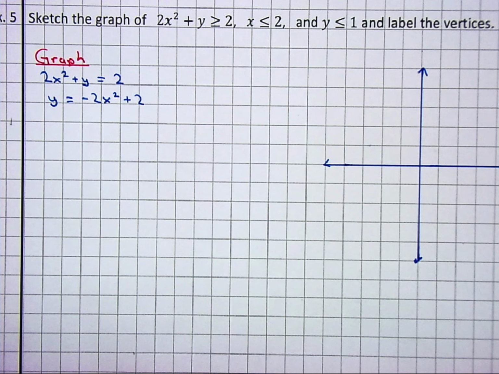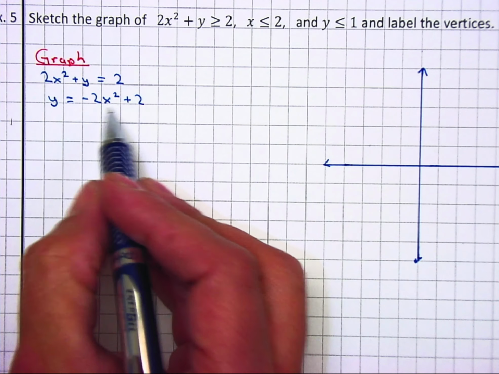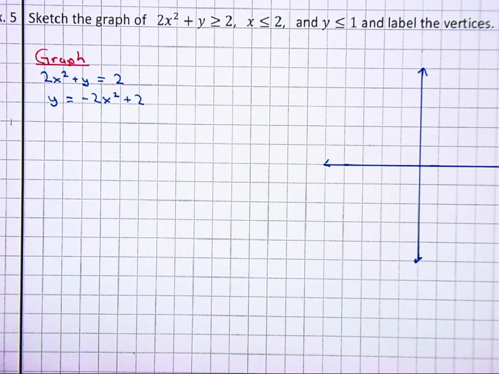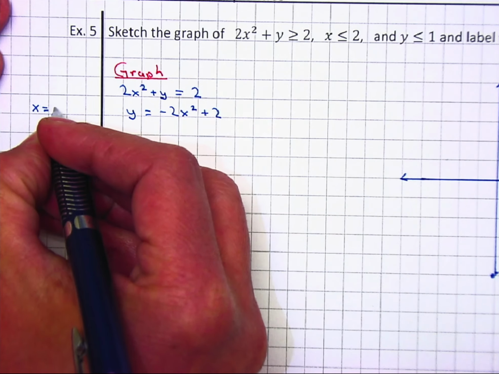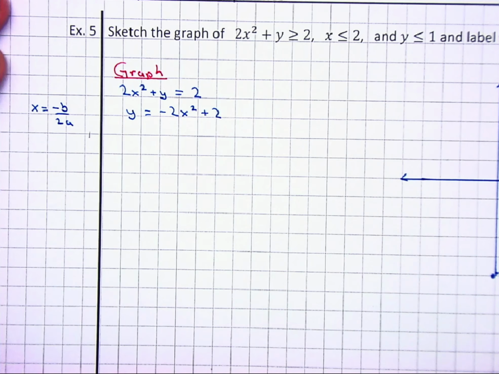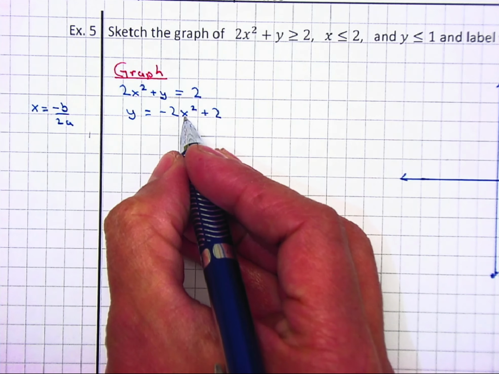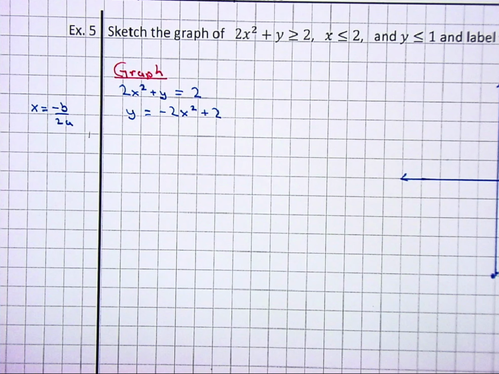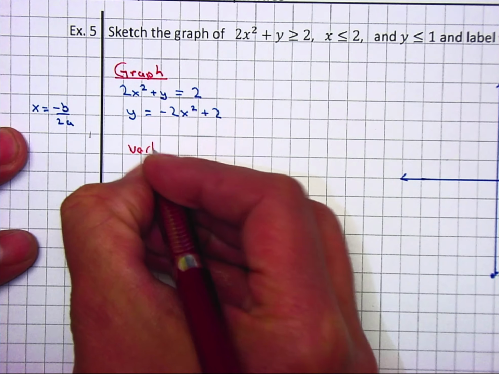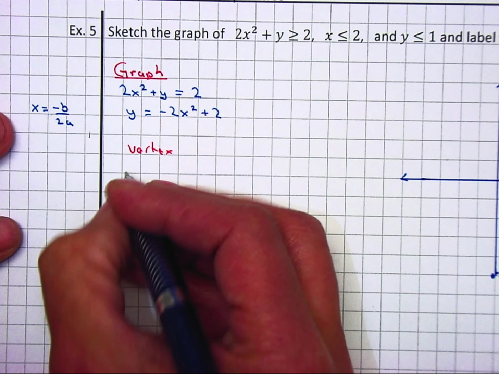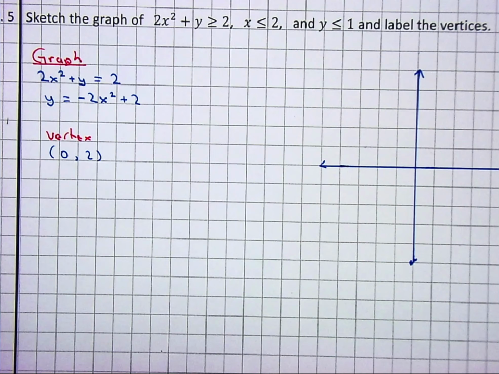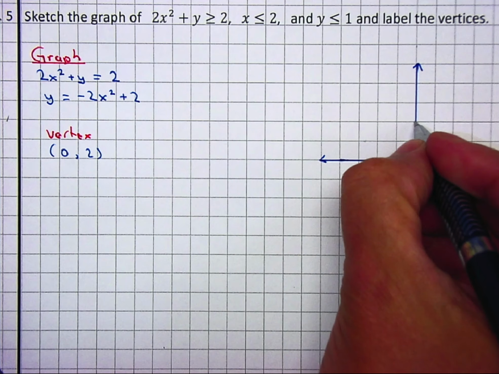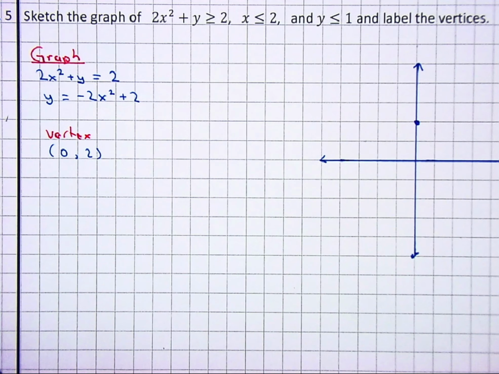And once again, I need to be able to find the vertex. So we can remember whether this is the vertex, which will be 0 and 2, or you can go through a process and find the x value of the vertex by -b over 2a. But whenever it's in this format, h will be 0, k will be 2, so therefore my vertex is 0 and 2. I'm going to plot it. And I'm now going to make a table of values.